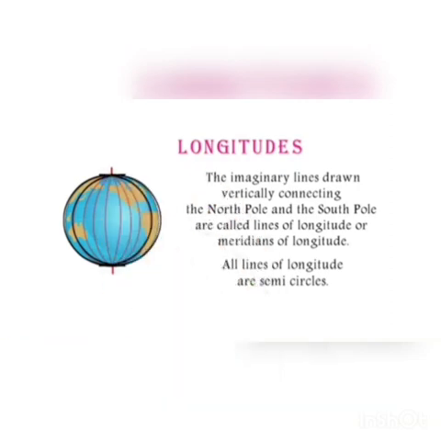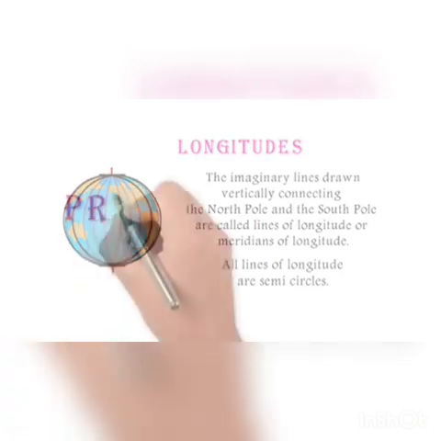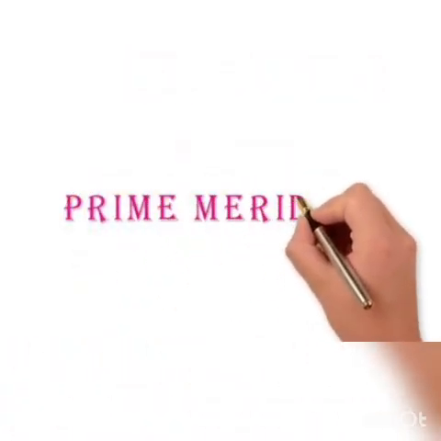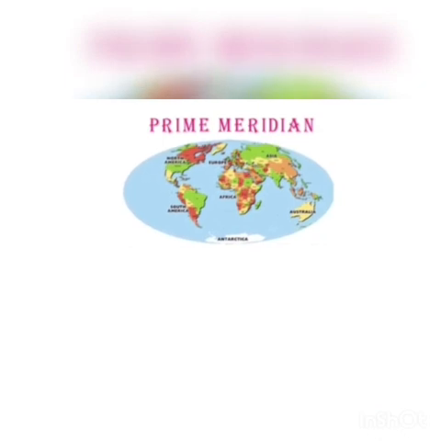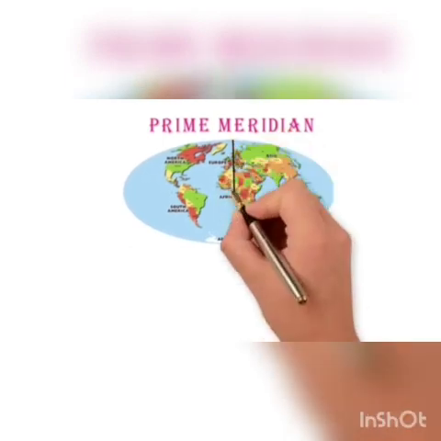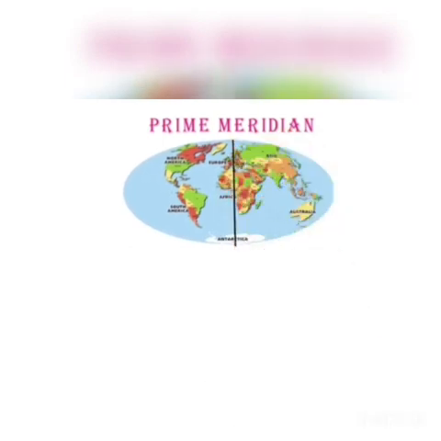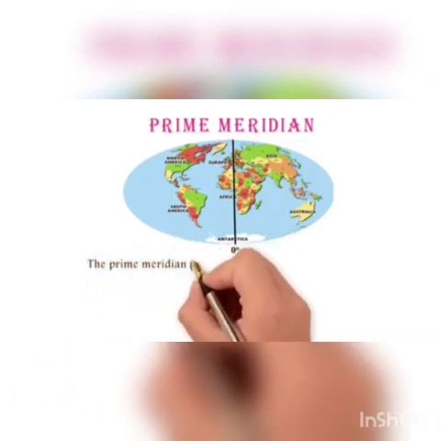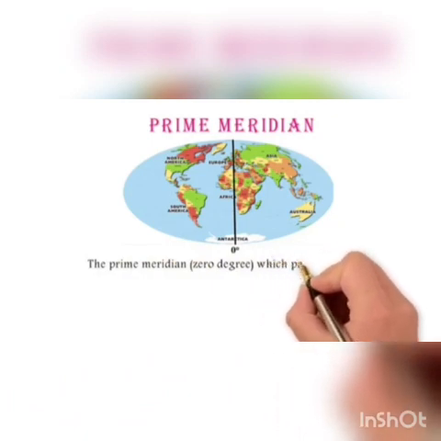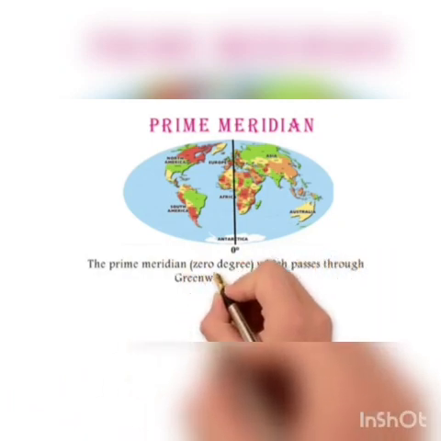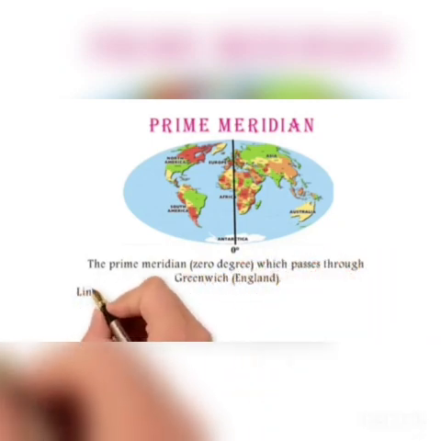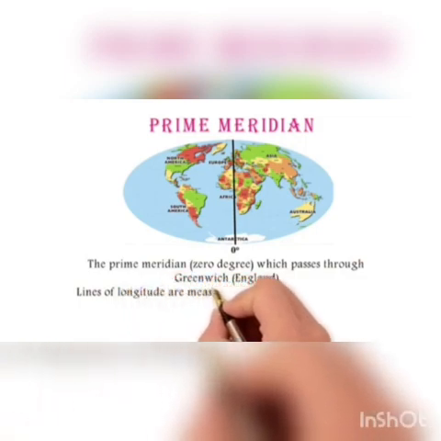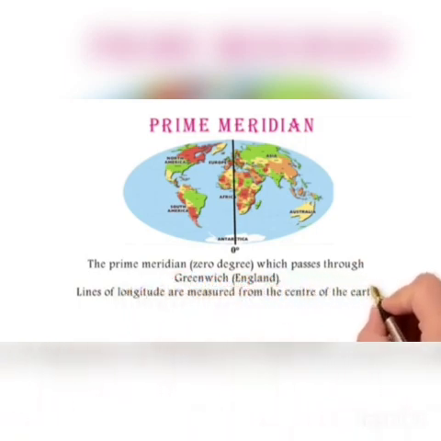Prime meridian. The prime meridian is at 0 degrees, which passes through Greenwich in England, where the British Royal Observatory is located. Lines of longitude are measured from the center of the Earth. The prime meridian divides the Earth into the Eastern Hemisphere and the Western Hemisphere.